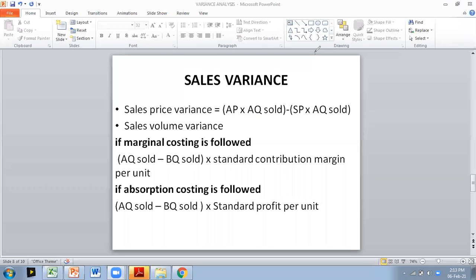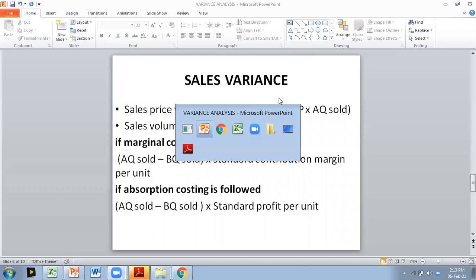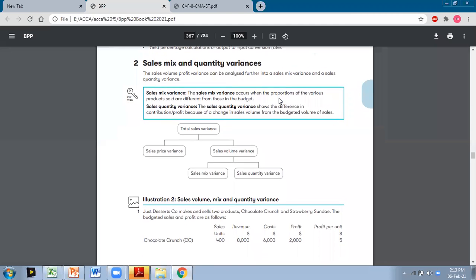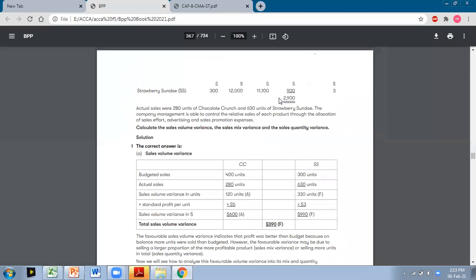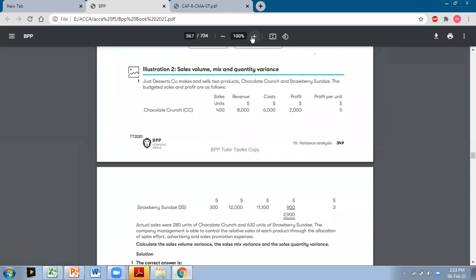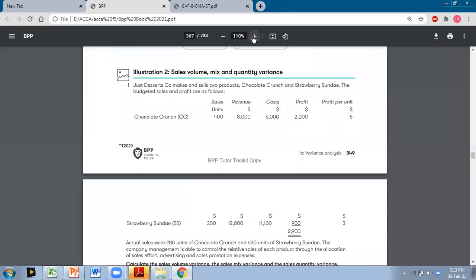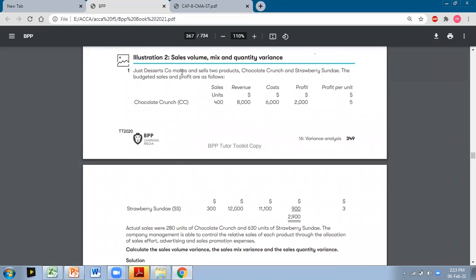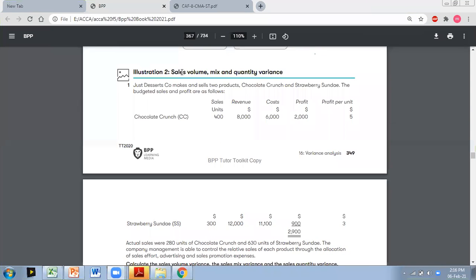Okay, so let's see a question. Here's the question. Let's do this question. Let me zoom out. Let's read out the question, right?